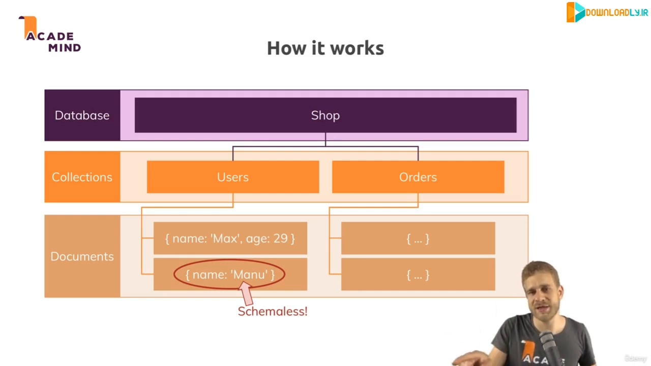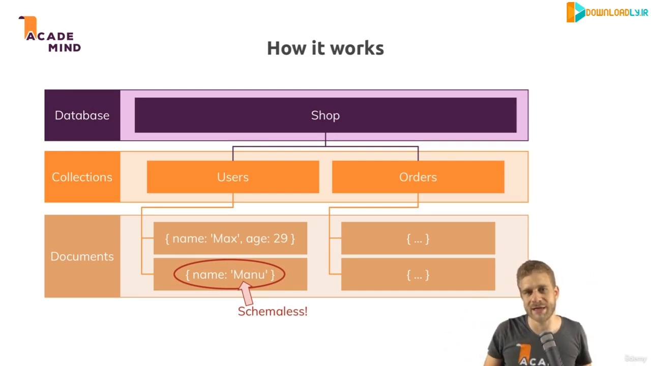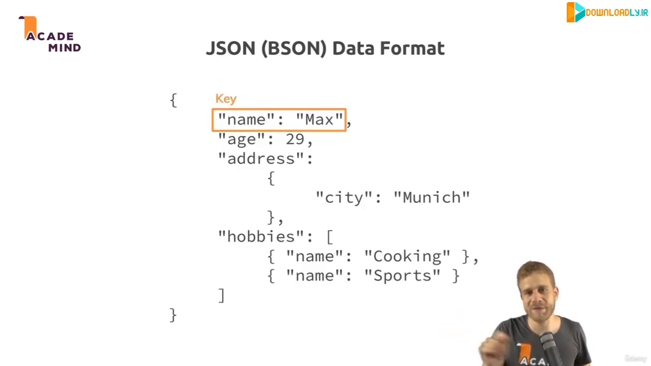Now, inside a document, as I mentioned, you use these JavaScript objects to store your data. To be precise, you use a format called JSON. And this is how a document would look. In JSON, a single document is surrounded by these curly braces, and you will see that once we start working with it. And then we have our keys in there, so that would be a key.